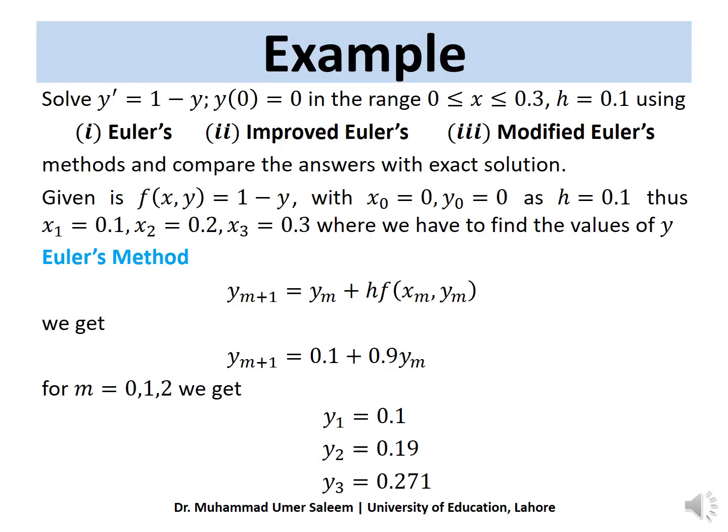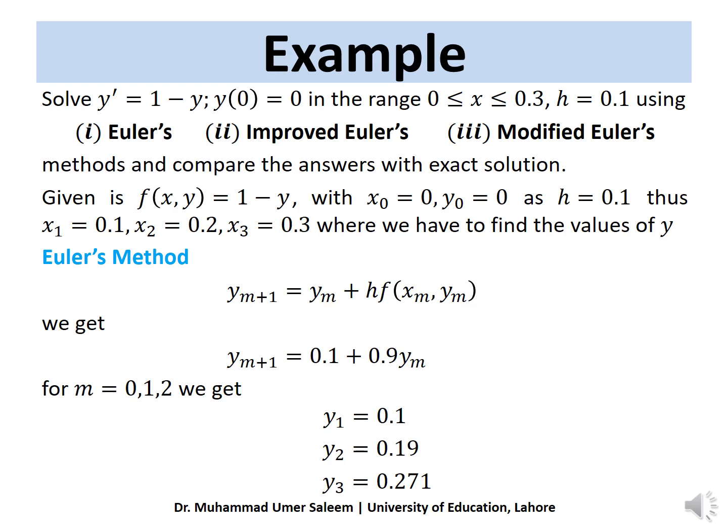So as I told you in the beginning, now we'll look at the example. We'll be solving this example with the help of Euler method, improved Euler method and modified Euler method, and then we'll compare all these results with the exact solution. Here we are considering the initial value problem y dash is equal to 1 minus y and y at 0 is equal to 0. We have to solve this equation from 0 to 0.3 by considering h is equal to 0.1.